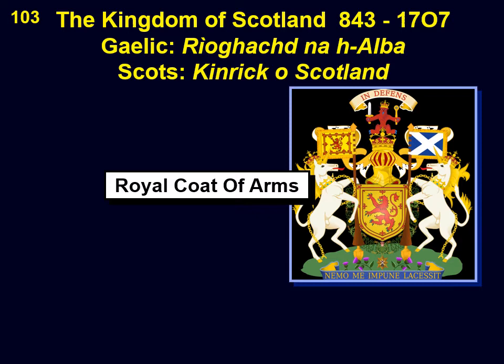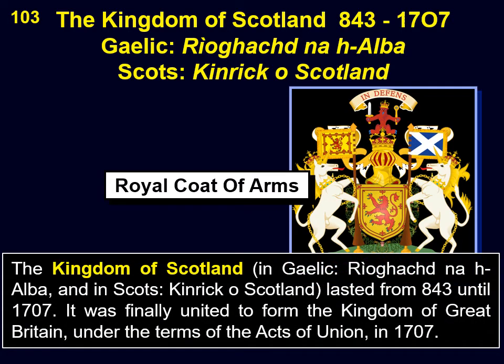The Kingdom of Scotland, in Gaelic, Rìoghachd Alba, and in Scots, Kinrick o' Scotland, lasted from 843 until 1707. It was finally united to form the Kingdom of Great Britain, under the terms of the Acts of Union, in 1707.